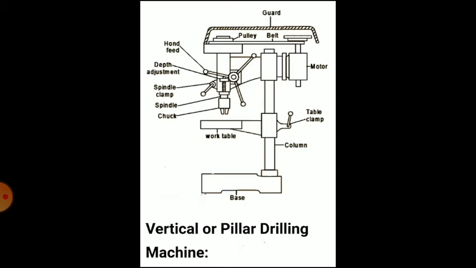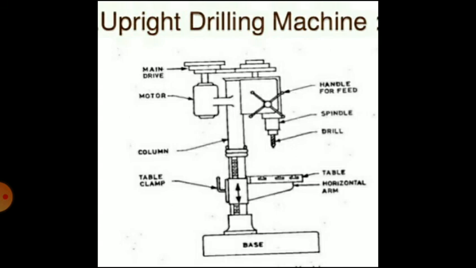These two adjustments you can also observe in a sensitive type drilling machine, but in this type of machine one more adjustment that you can make is that the work table itself may be rotated through 360 degrees about its own center. So you can rotate the table around its own axis. That is the third additional adjustment made in a round column section. Next is the upright drilling machine with a box column section.